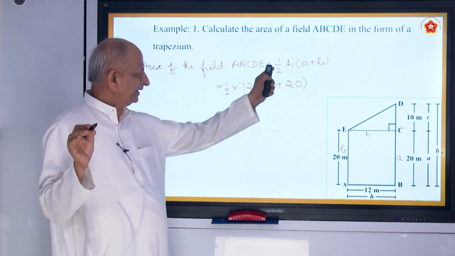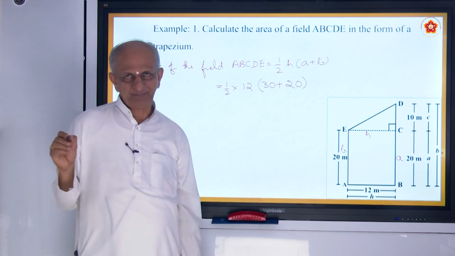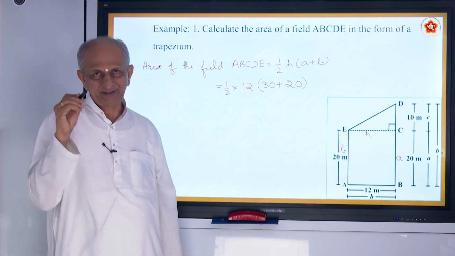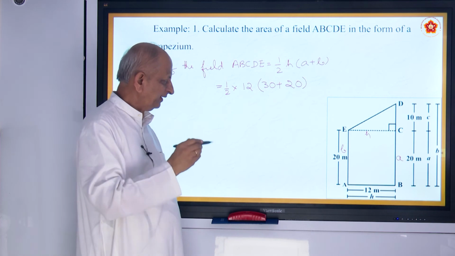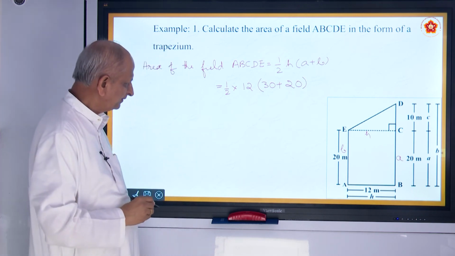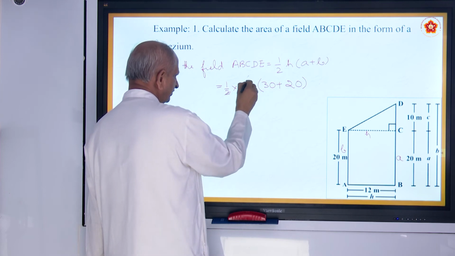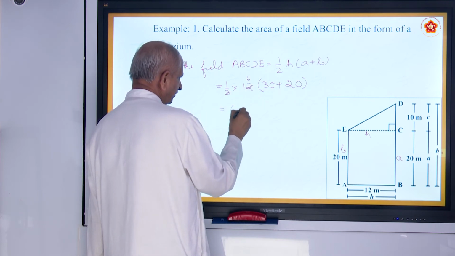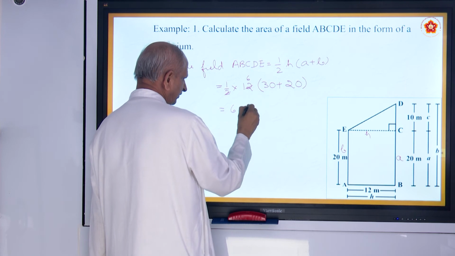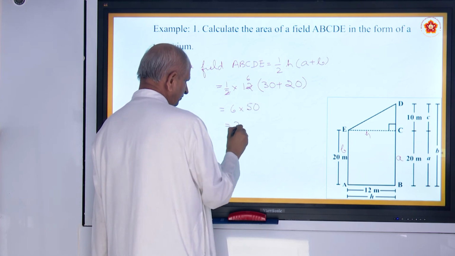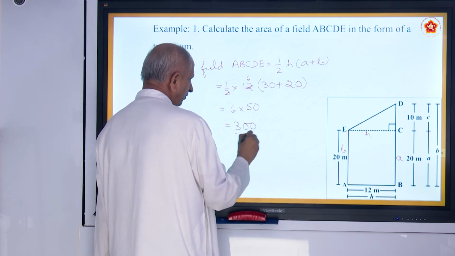So, I made it simple because of the formula half H into A plus B. H means what? Perpendicular distance. What are A and B? They are the parallel sides. Okay. Now you can cancel it. 2 sixes are 12, so 6 into 30 plus 20, 50. So, 300. The unit?